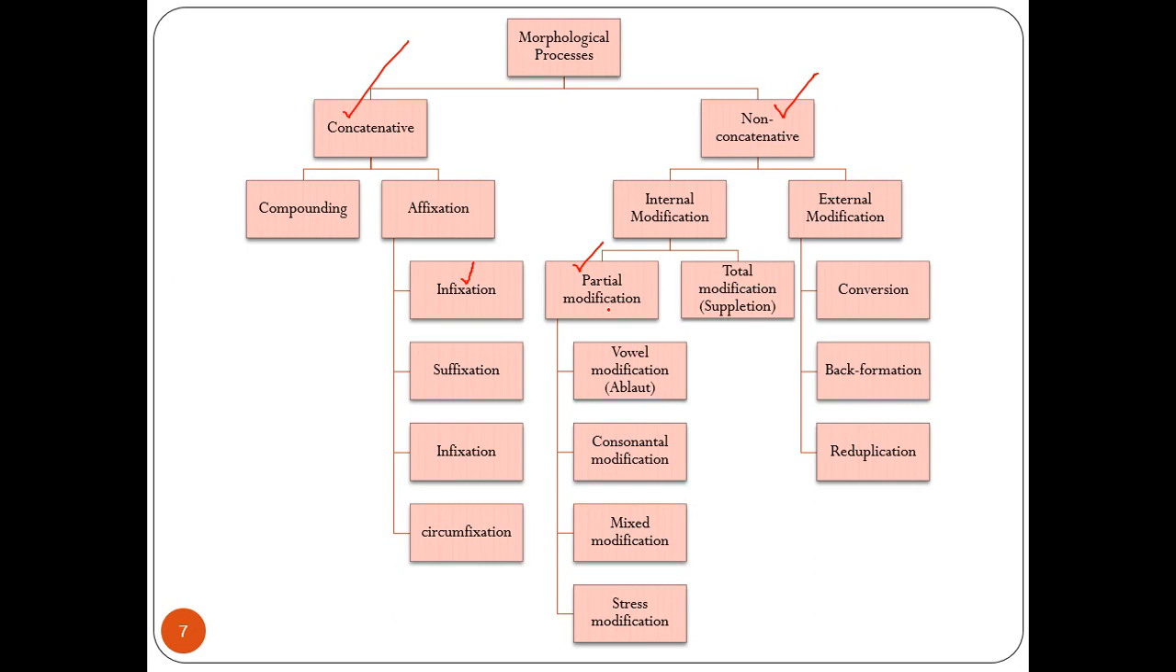What is total modification, or what could be the example of total modification? It's also known as suppletion. It is that of go and went. So went is what? A total modification. Or another example could be that of adjectives, like for example, we have got good and worse. So there is no relationship between good and worse.